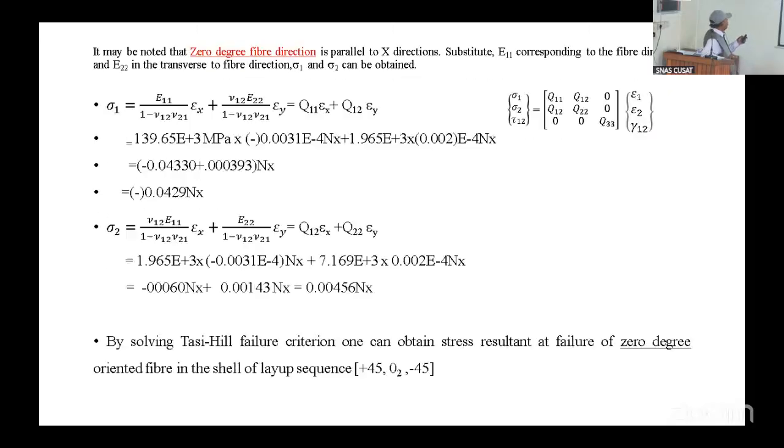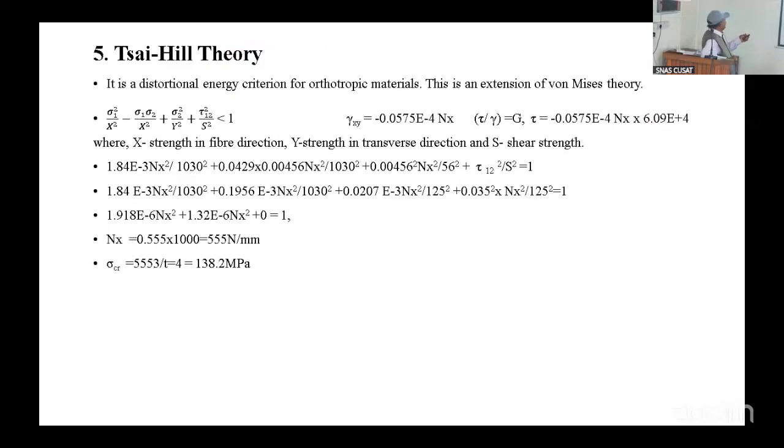you will substitute this, which we have already seen. Then here you have substituted sigma 1, the whole squared, all those things you put in. Then you will get sigma critical as 138.2 MPa.